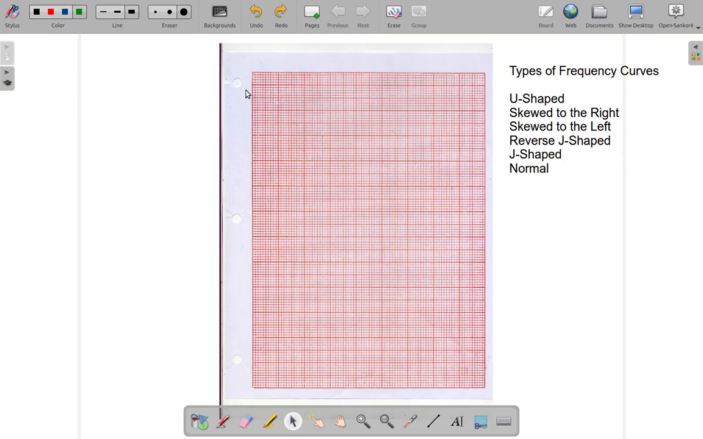Previously we saw how to create a frequency curve, how the frequency curve came about. Because as the number of bars in the histogram increases, the polygon has more and more sides, starts to look smooth, so you call it a curve. What we want to look at are the types of frequency curve.